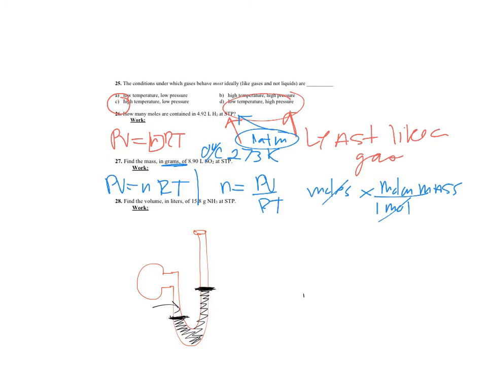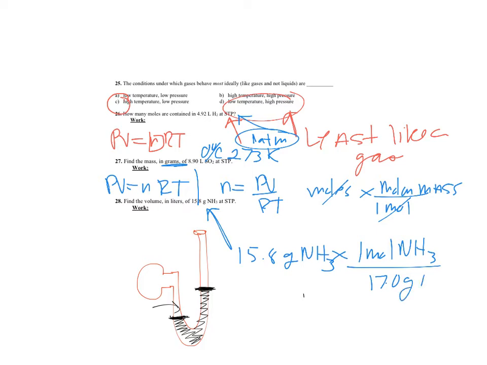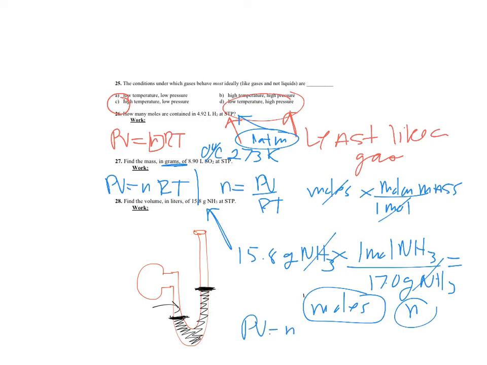In 28, it's the reverse. They give you the data in grams, so you're going to change 15.8 grams of ammonia to moles by multiplying by 1 mole of ammonia is equal to 17 grams, and then that is going to be your answer in moles, which is n, and that's what you're going to use in the formula PV equals nRT. You're solving for V this time, so V equals nRT over P, and the solution is in the key.